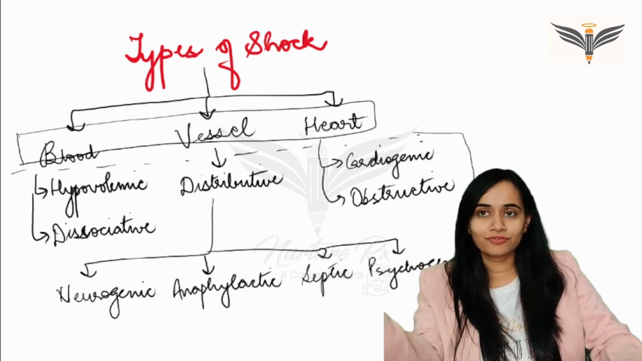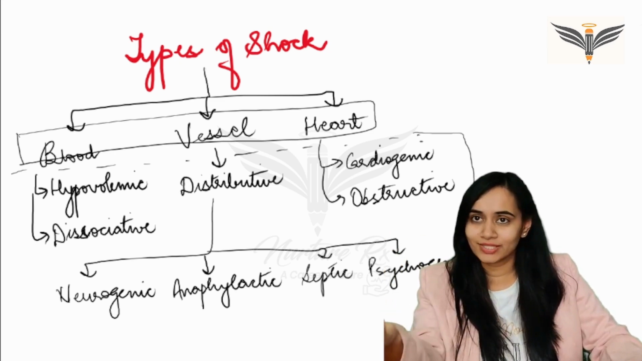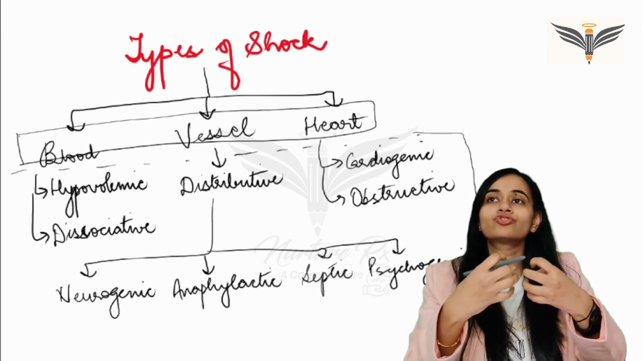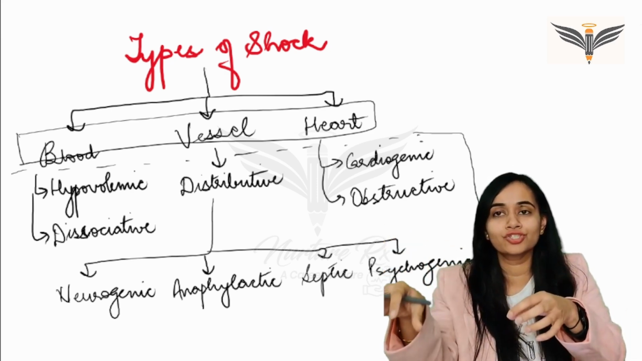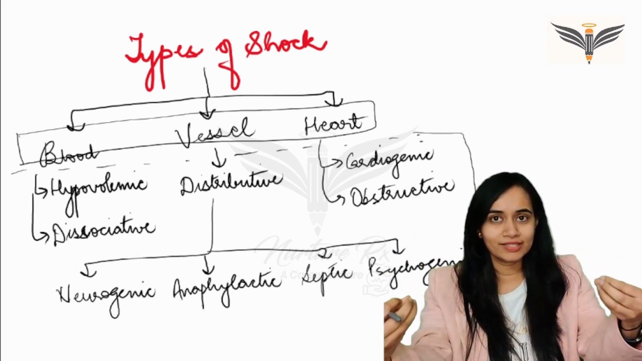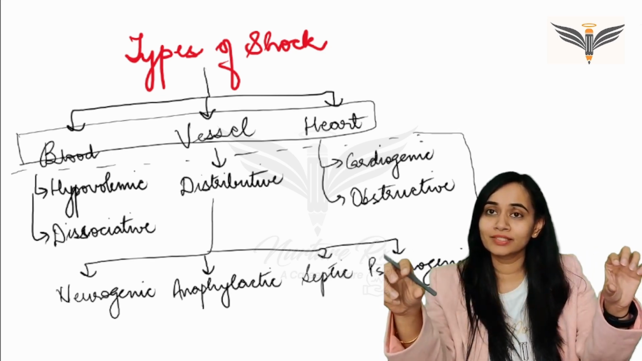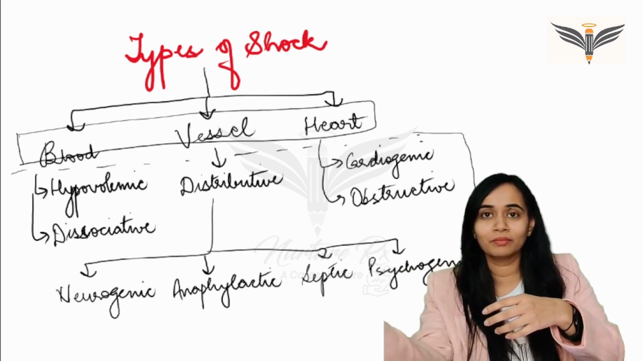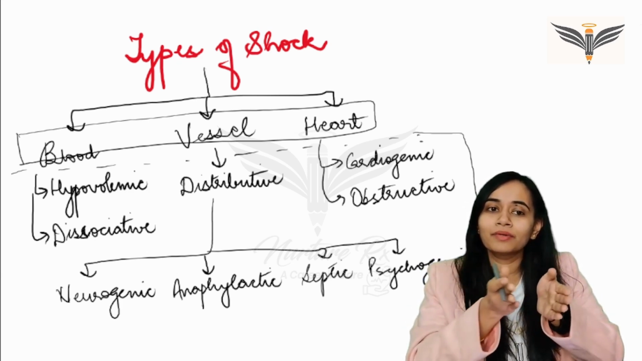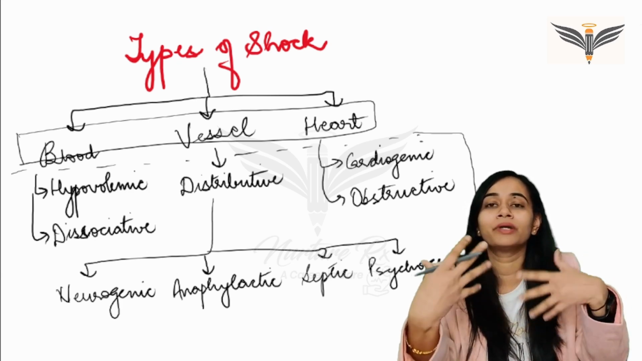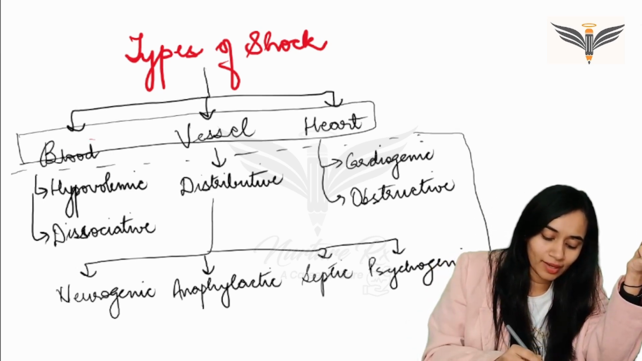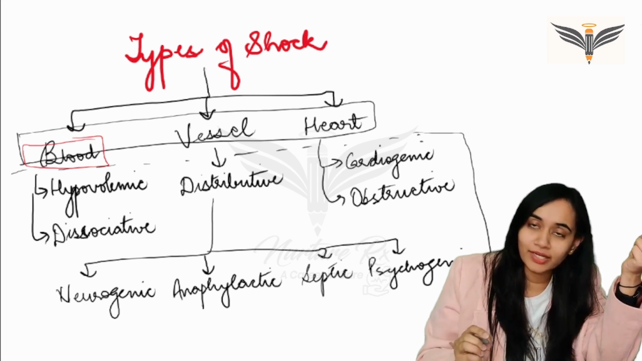There are different types of shock and they can occur due to different pathologies. So let's divide them according to the source of pathology, the origin where the pathology is occurring. It can either be in the blood itself, or in the vessels, the ones which are carrying the blood, or in the heart itself. So what happens when it is because of the blood? First is blood.